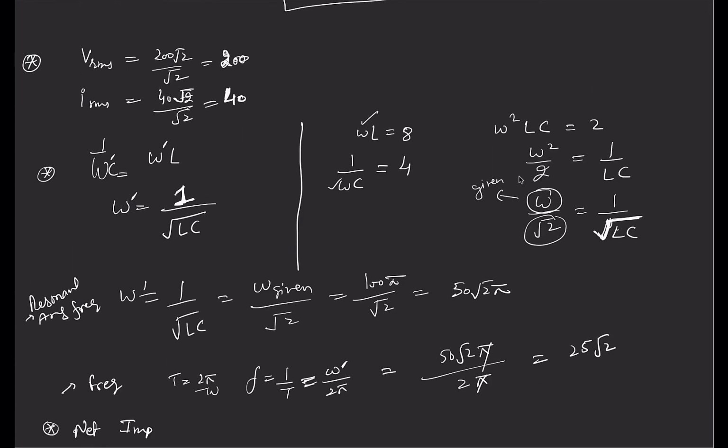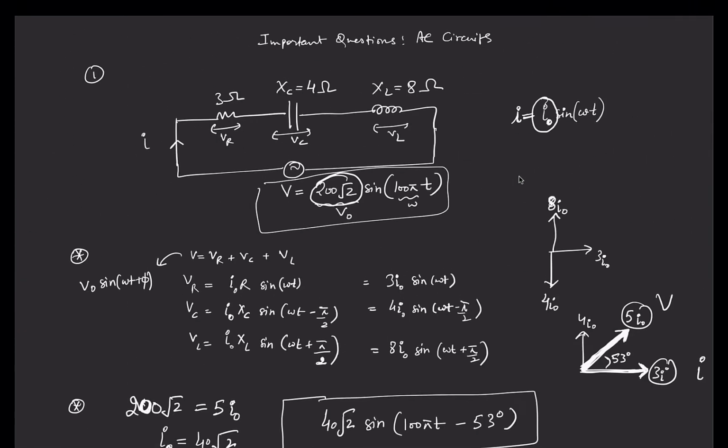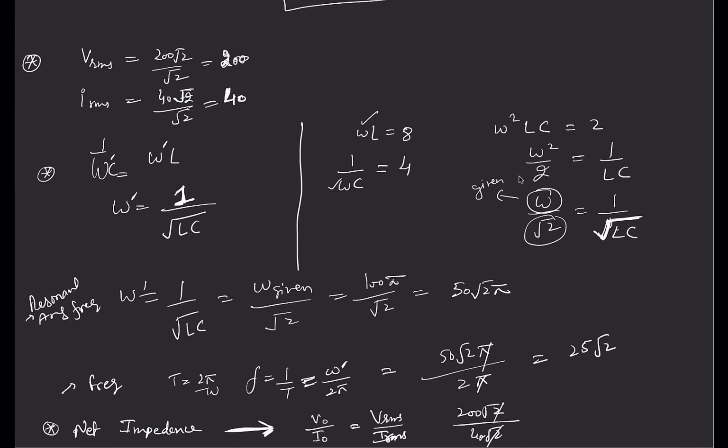What is impedance? We didn't talk about impedance in the last video, but impedance is nothing but the value of peak voltage by peak current, or we can say Vrms by Irms. So peak voltage we know is 200√2, and peak current we know is 40√2. So the value of net impedance originally is 5.